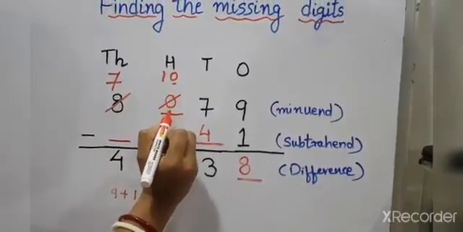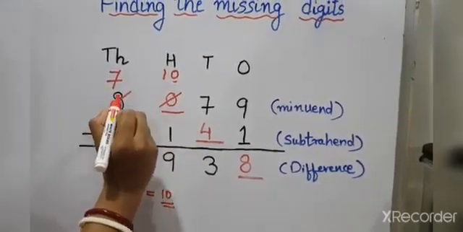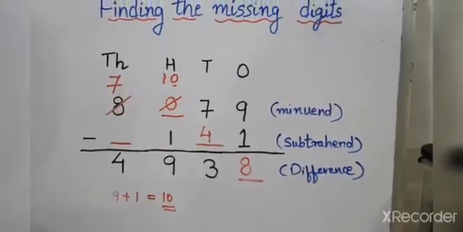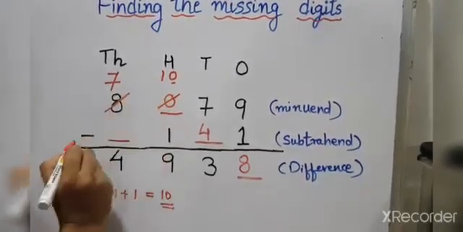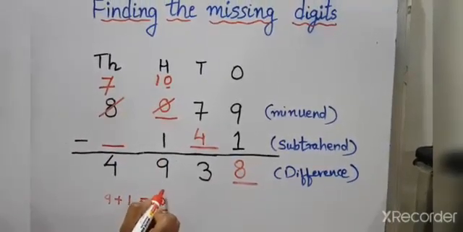Here it should be 0. 0 will borrow from 8. 8 will become 7 and 0 will become 10. Now you can see, children, 10 minus 1 is 9, which is correct.